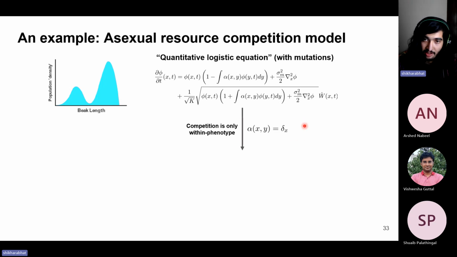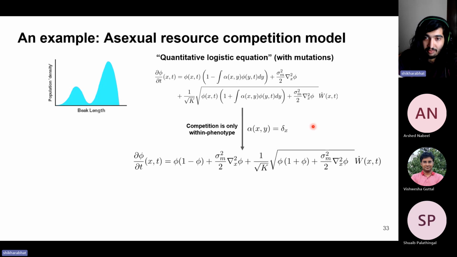If x and y are the same phenotype, there is some death rate effect. Otherwise, there is not. If I substitute this and use the definition of a Dirac delta, remember alpha(x,y) phi(y) then becomes delta times phi(y) integrated over y, which is phi of x. We arrive at another PDE. Now this PDE looks simpler than that PDE.